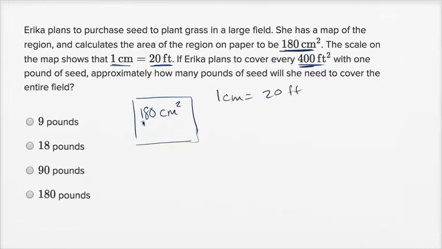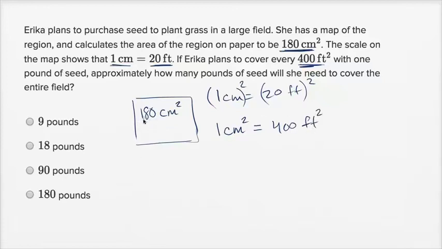But if this is square centimeters, then we want to convert this to square feet. So if 1 centimeter is equal to 20 feet, if we want to figure out the conversion from square centimeters to square feet, we could just square both sides of this. And what will that be? 1 squared is still 1, but now we have 1 centimeter squared. I could write it like this, just to be clear that I took both of them to the second power, but 1 squared is just 1. And 20 squared is going to be 400 square feet. So 1 square centimeter on this map is going to be equal to 400 square feet.